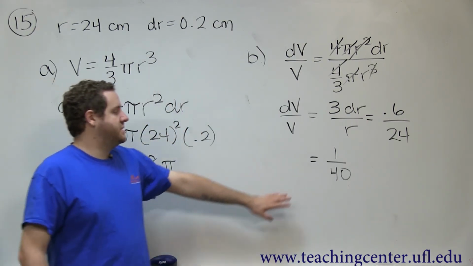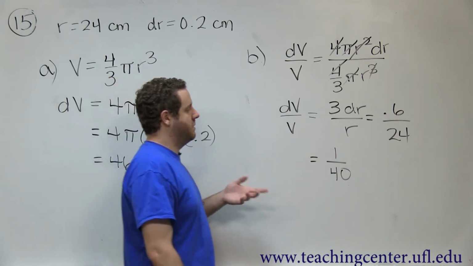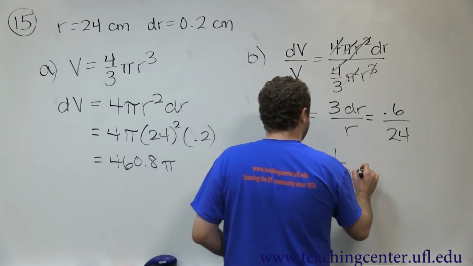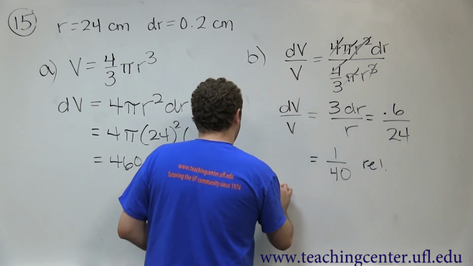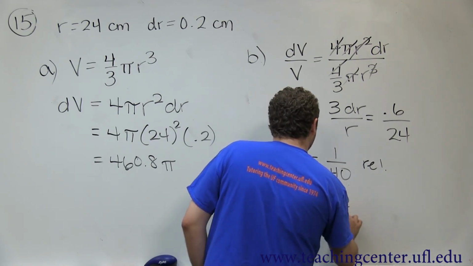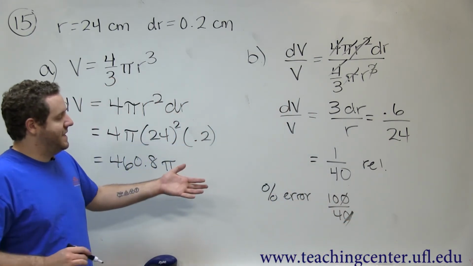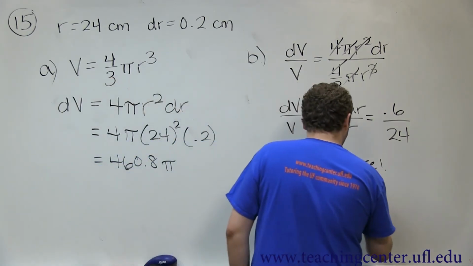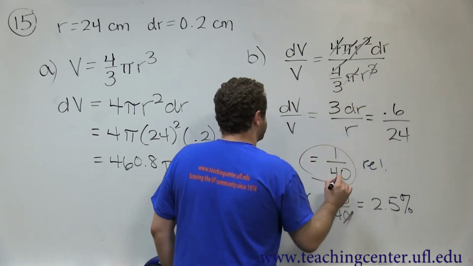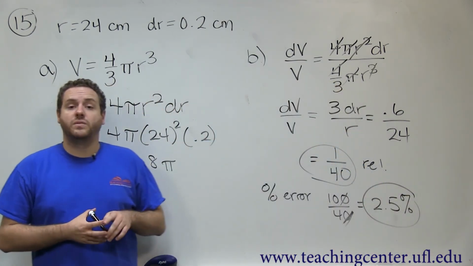The percent error is just converting this into a percent. So you would take 1/40 and multiply by 100. Percent error is 100 over 40, which is 10 over 4. 10 divided by 4 is 2.5. So there's our relative error, just 1 over 40, and our percent error, 2.5%.